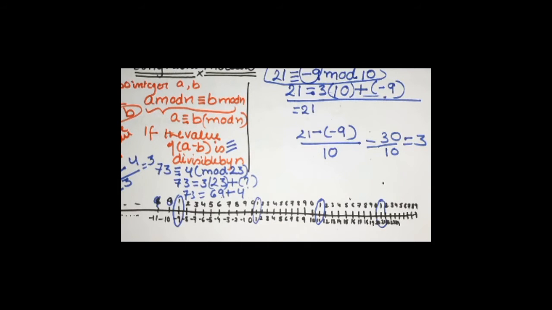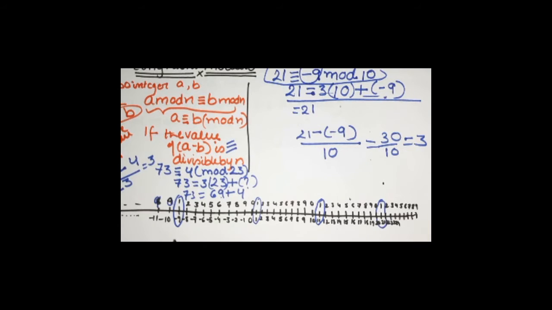Now, to find out whether 21 is congruent to minus 9 or not, first find out the value of minus 9. What is the congruent value of minus 9? See here, for minus 9 the congruent value is 1. For minus 9 the equivalent value is 1, as you can see here. So wherever 1 comes, all those values are going to be congruent among themselves.